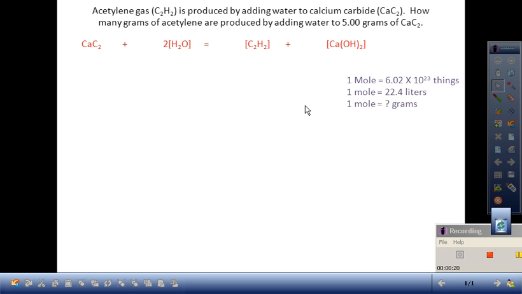So here, a little different equation. I have some acetylene gas. I'm producing it by adding two things together, water and calcium carbide. I want to know how many grams of acetylene are produced by adding water to 5 grams of calcium carbide. Well, that's very wordy, but this one's pretty easy because there's only one number.